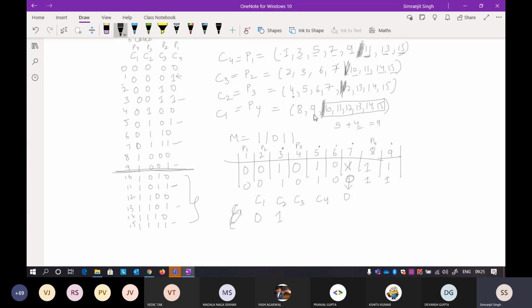Okay, so check for C3. So what is C3 here? C3 is 2, 3, 6, 7. 2 it's even parity, 3 it's odd parity, 6 it's still odd parity, and 7 it's still odd parity. So you have to add 1 here, because again you are seeing, if you take the set theory here, because I have an error at this position, so I have to add a 1 here.